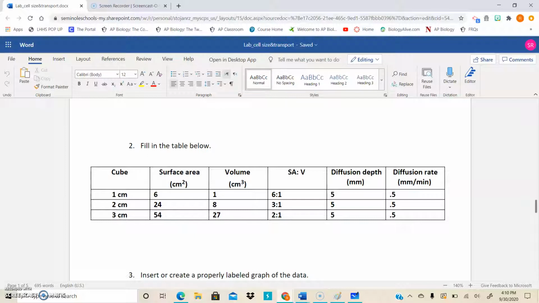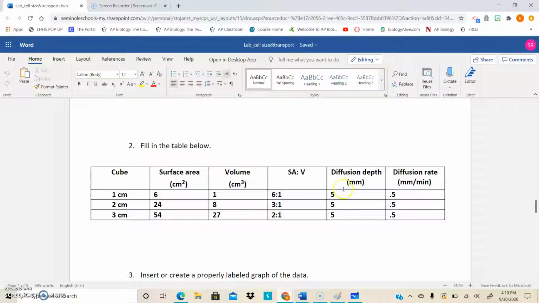This is what you should have gotten in terms of numbers, okay? Surface area, volume, the ratio, diffusion depth, and diffusion rate. I'm confident that these first three columns are completely fine in all of your labs. The diffusion depth, this is what was expected, okay? And I believe that most of you did get this. However, you are confused as to how or why it was the same value.